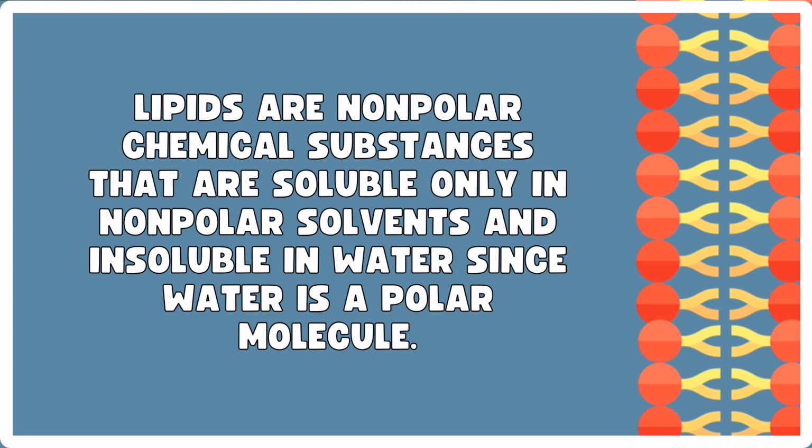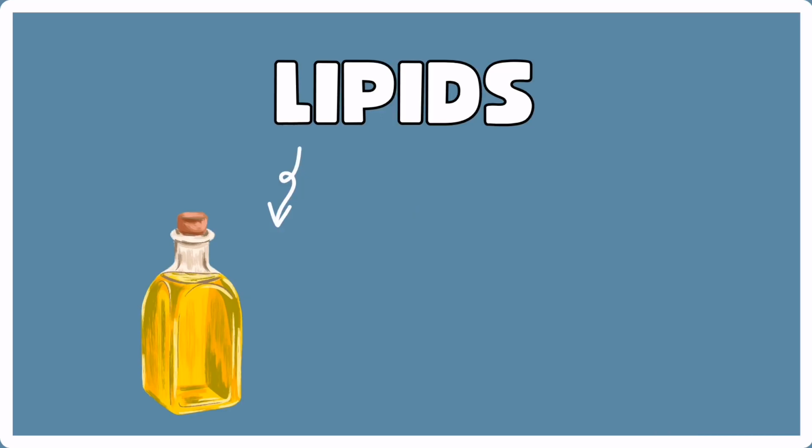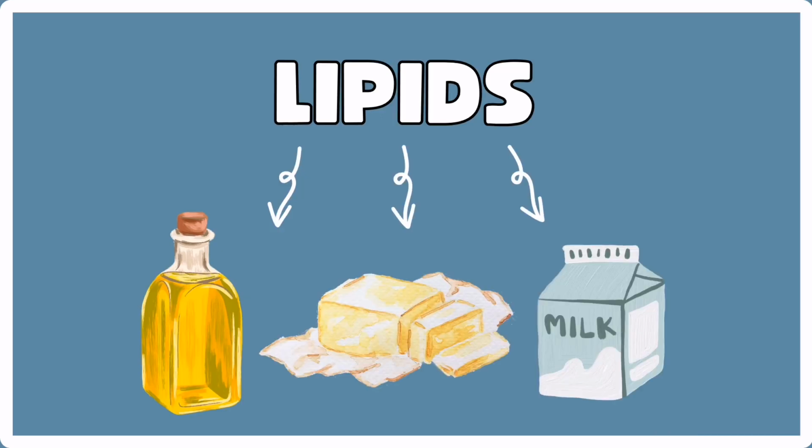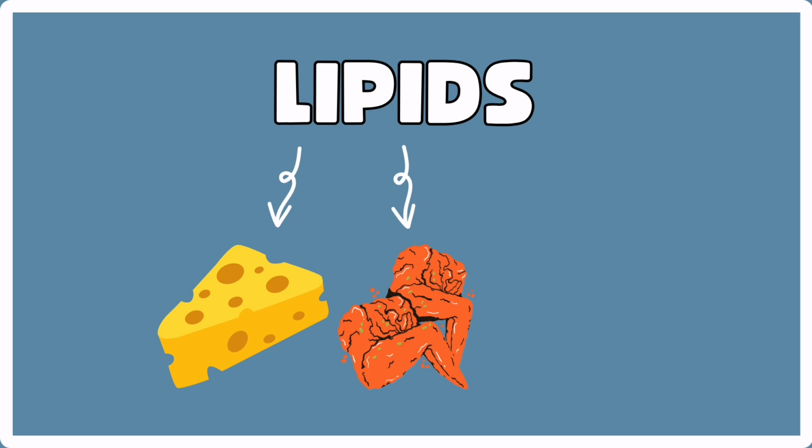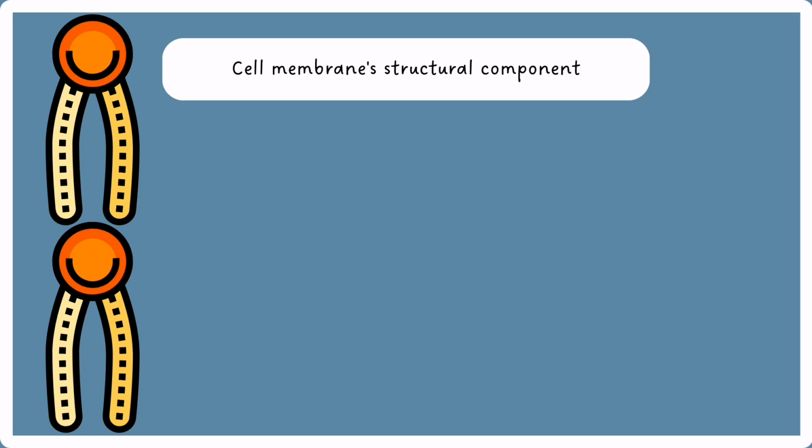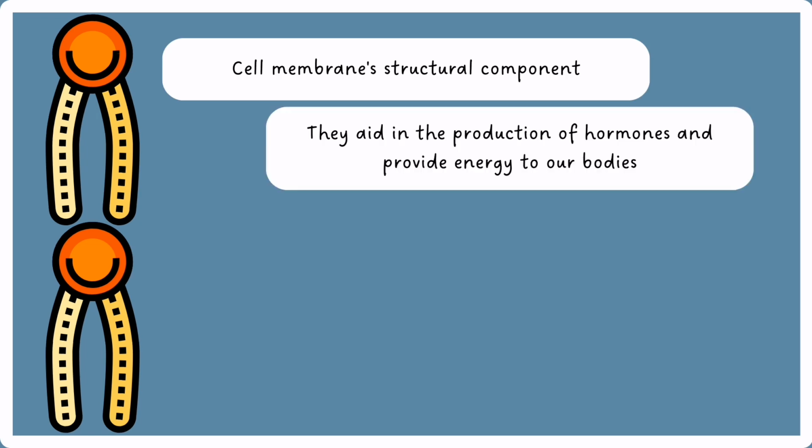These molecules can be produced in the human body and are found in oil, butter, whole milk, cheese, fried meals, and some red meats. Lipids serve a critical role in our bodies. They are the cell membrane structural component. They aid in the production of hormones and provide energy to our bodies.